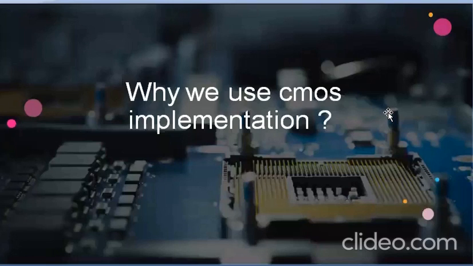So why do we prefer CMOS technology rather than NMOS or PMOS? There is a reason. When we use NMOS technology, it will give you strong 0, but it won't give you strong 1. Whereas PMOS will give you strong 1, but it won't give you strong 0. In CMOS technology, we use both PMOS and NMOS to get strong 0 and strong 1.